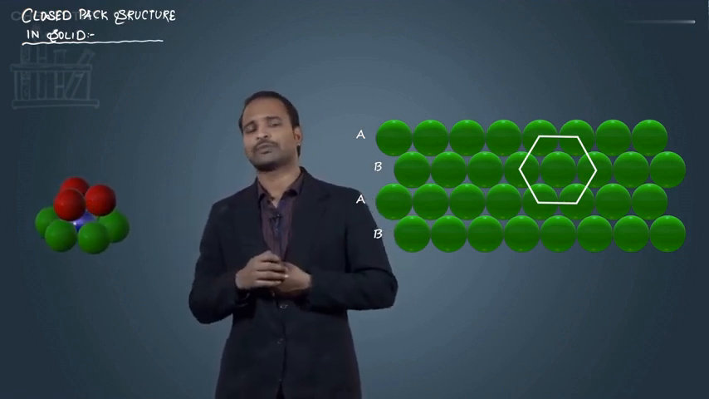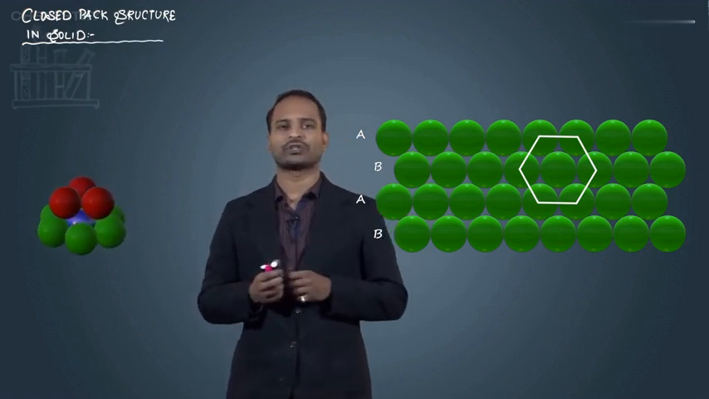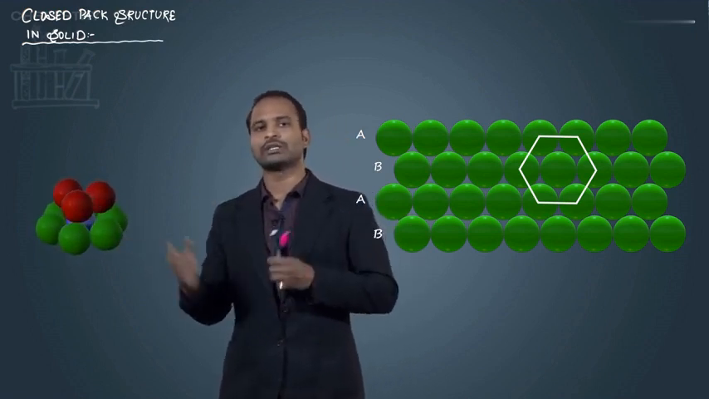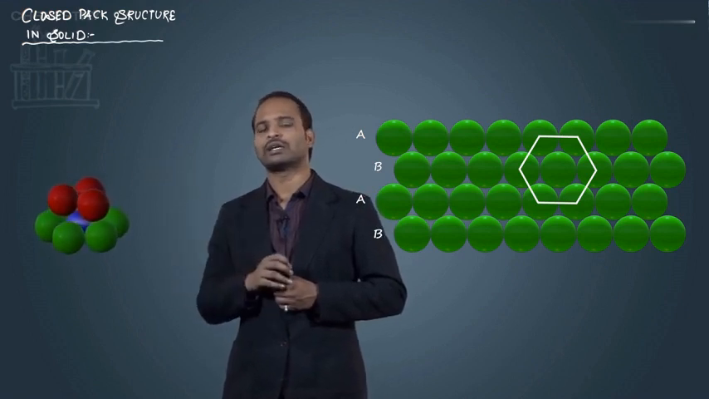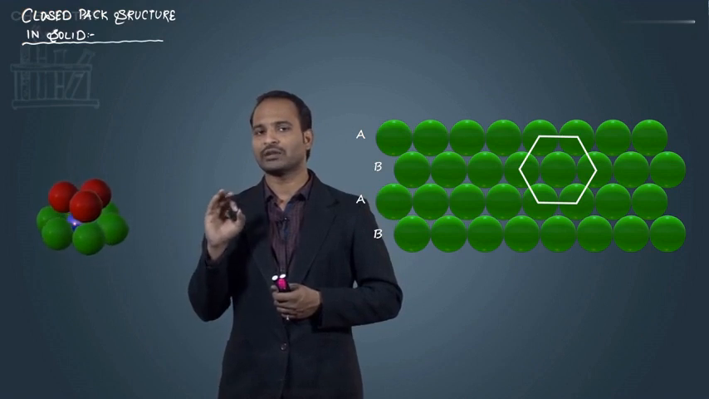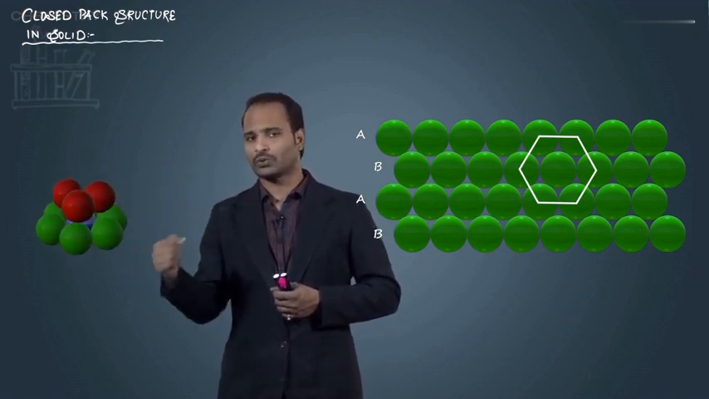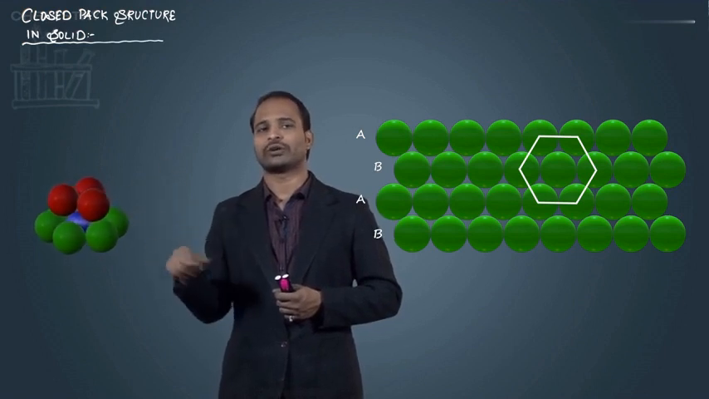Now we kept the second layer. The second layer was placed on the void B. So I'm doing the same thing here. Here also I'm keeping the second layer on the void B. When we kept the second layer on void B, you can see that here we got a new void, the void C, and surrounding the second layer you can see that there is a void A also.